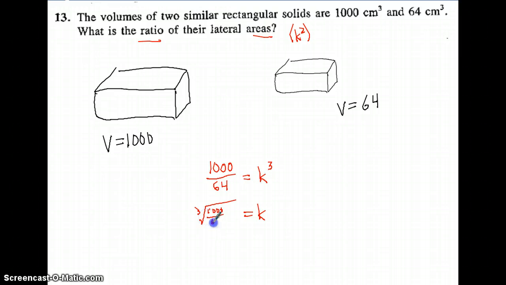But these are both nice numbers. The cube root of 1,000, you should know, is 10. And the cube root of 64, if you've seen this enough, is 4. So k is actually 5/2. So k squared is what I'm looking for, and that's going to be 25/4.